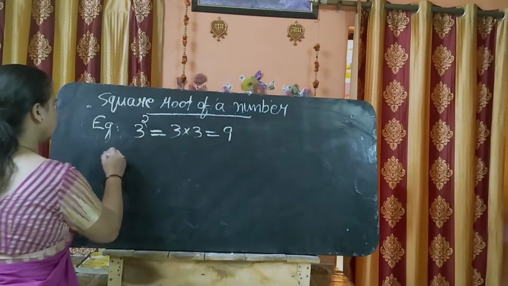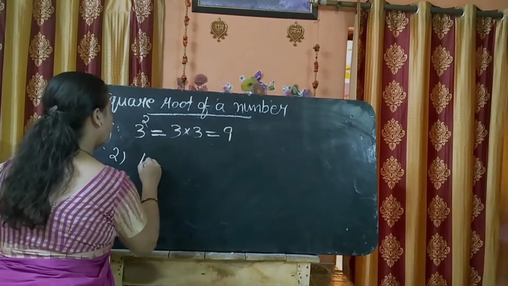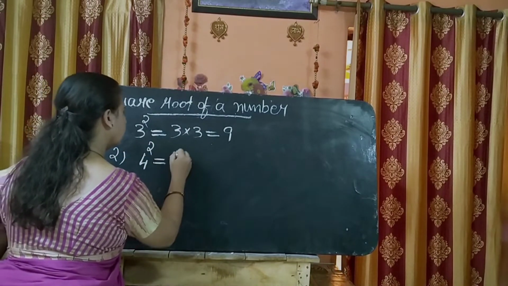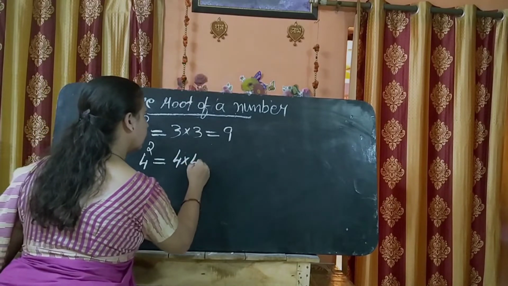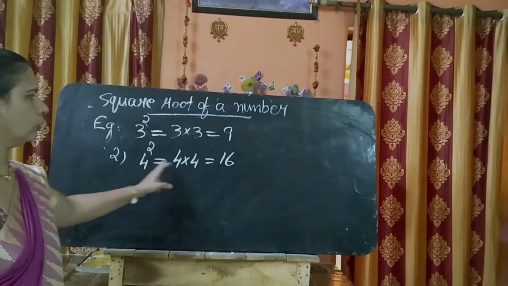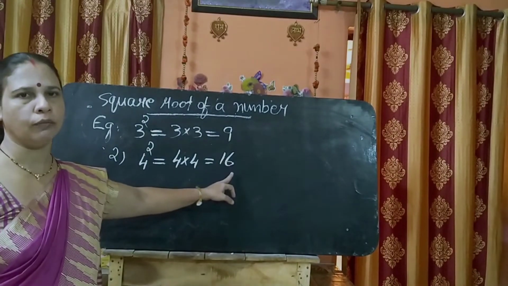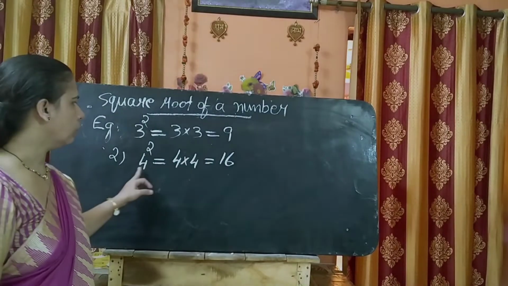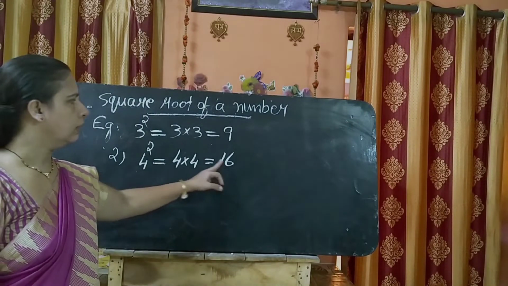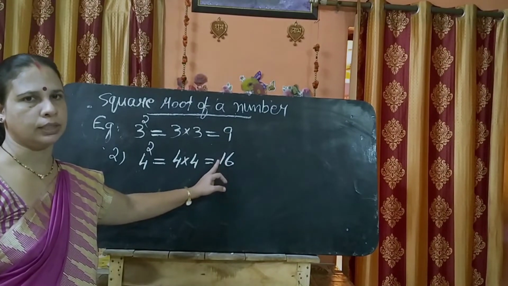Another example. 4 square equals 4 into 4. That is equal to 16. What is the square root of 16? Here 4 is called the square root of 16.